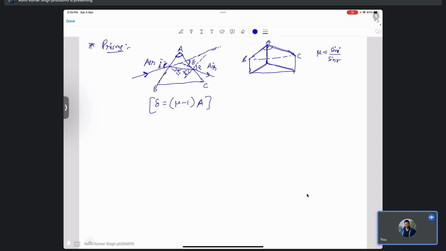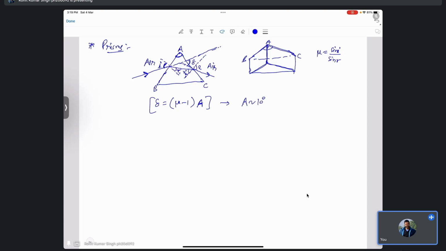It is delta equals mu minus 1 times A. So this mu is the refractive index of the prism and A is the angle of the prism. And here is one condition. The prism should be a thin prism. This formula is only valid for a thin prism. That means the angle A should not be much greater; it should be of the order of 10 degrees at most. Otherwise this formula will not work properly.